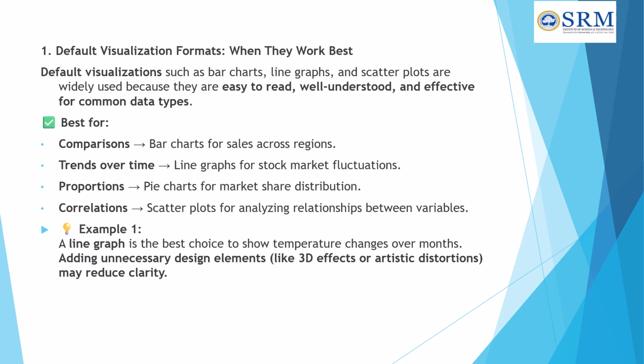Line graphs show how things change over time, like stock prices or temperatures. Pie charts help show parts of a whole, like market share, and scatter plots reveal relationships between two variables. For instance, a line graph is perfect to display temperature changes across months because it is clear and straightforward. Adding fancy elements like 3D can make it confusing instead of helpful.